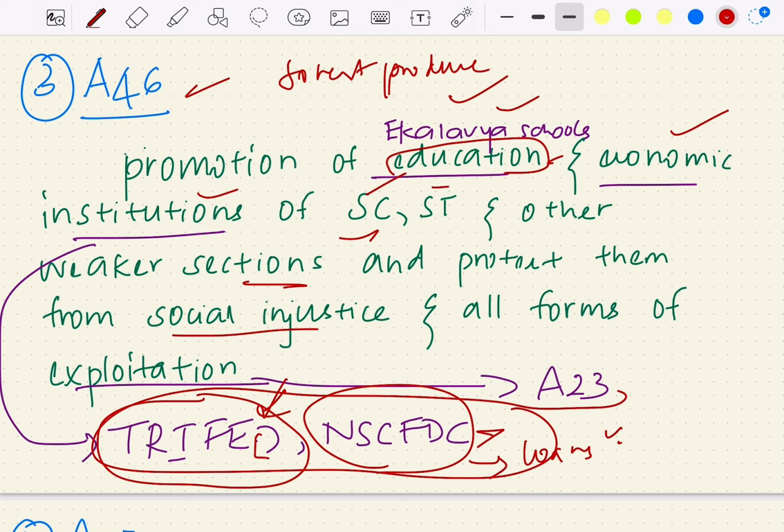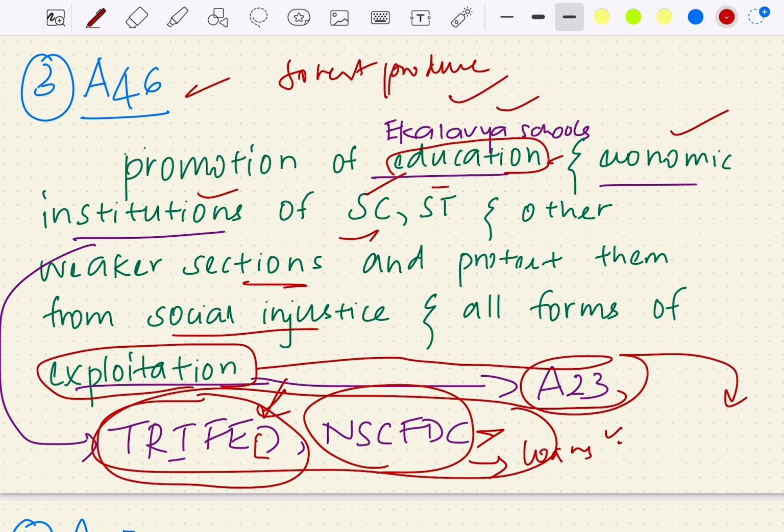It also says to protect them from exploitation, as even the fundamental rights do, right? Articles 23 and 24 give the right against exploitation. Even in fundamental rights, we have the right against exploitation.